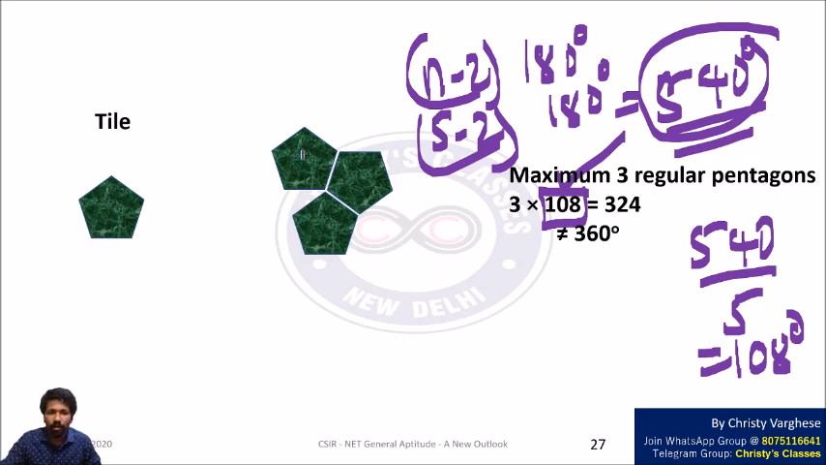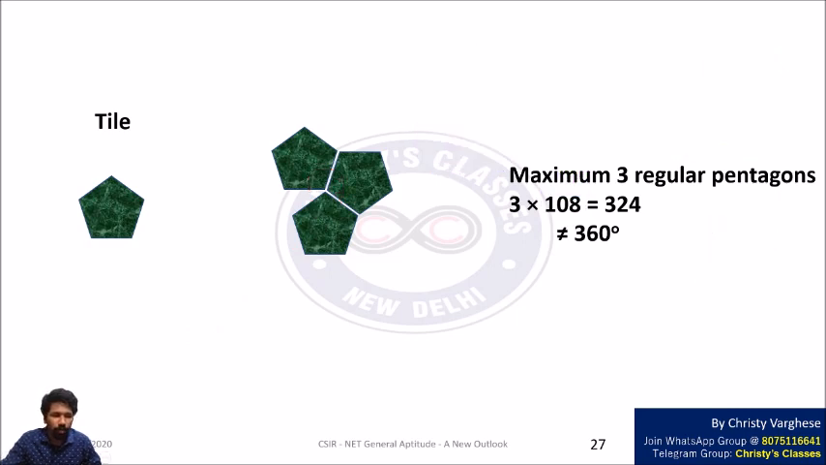So definitely 108, 108, 108 added any number of times, you cannot get 360. That's a problem. Because if you add 108 three times, you will get 324. If you add 4 times, you will get more than 360. So that is why this tiling is impossible, because there is a gap in between. 324, 36 degrees remaining. You cannot cover 36 degrees with a regular polygon.